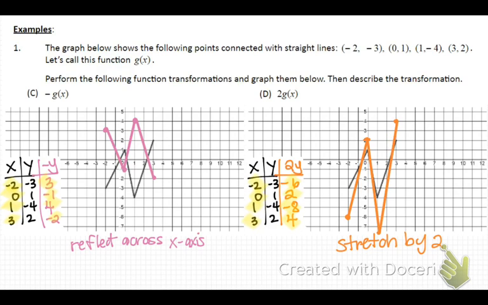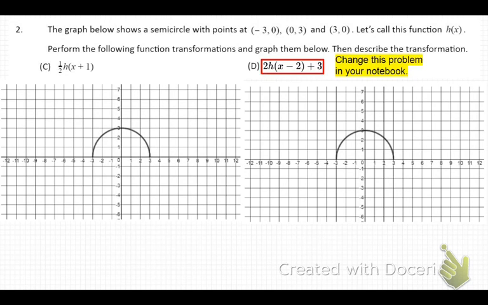Does that look like it's been stretched? It's kind of like when you pull silly putty like this and stretch it out. Yep, silly putty. Okay, we're going to continue on. I'm doing C and D, you're doing A and B.